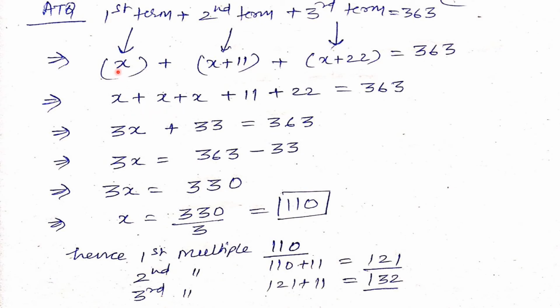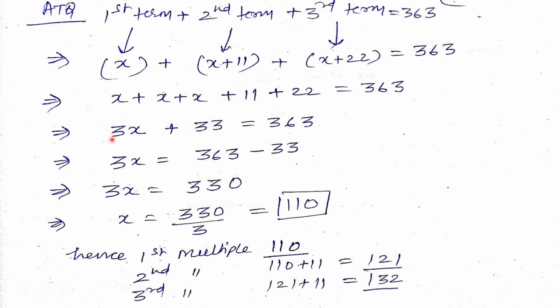Now what I have done is I have put together all the like terms, that is x, x and x, plus 11 plus 22 equal to 363. As these three are like terms, they can be added. x plus x is 2x, 2x plus x is 3x. Similarly, 11, 22 are like terms, they can be added, they become 33, equal to 363. This is our required linear equation in one variable.